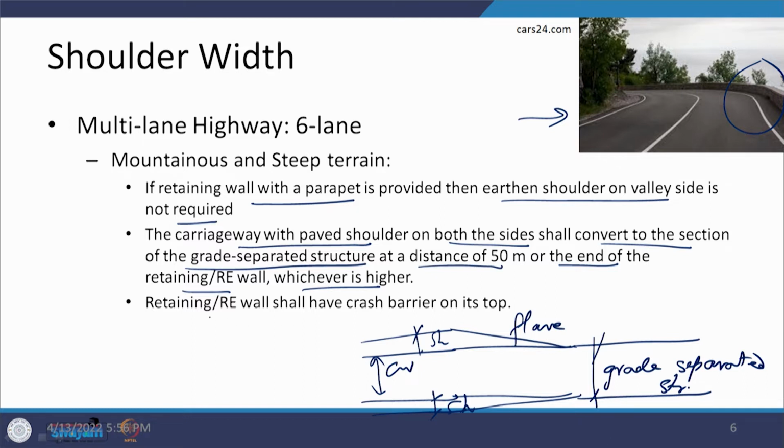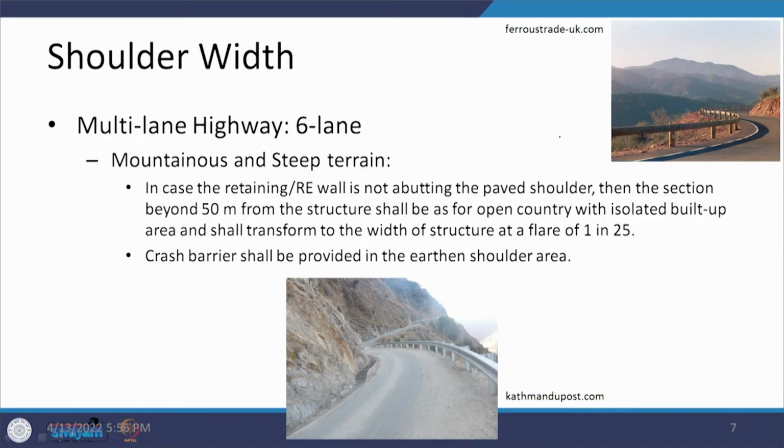Another thing is the retaining wall or RE wall should have a crash barrier on its top. So, if any vehicle goes out of control and hits on the outer side, in that case we should have a crash barrier provided on that parapet wall or RE wall, so that it deflects back and comes back on the carriageway. Then another thing is, you can see here that this crash barrier has been provided, and that is also a curve. So, the two conditions are there, and for those two conditions it is going to serve the function.